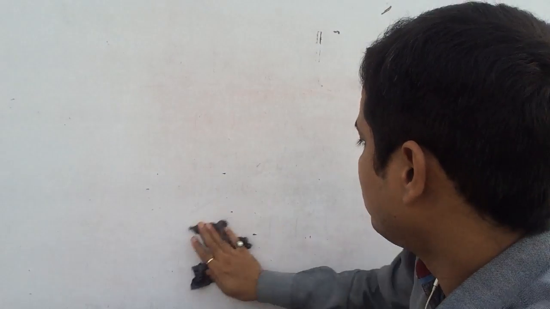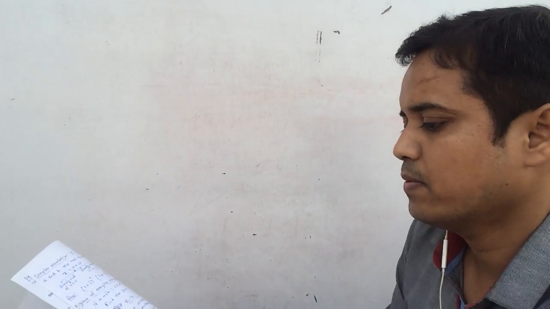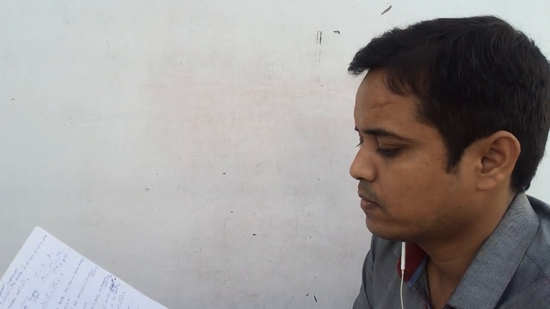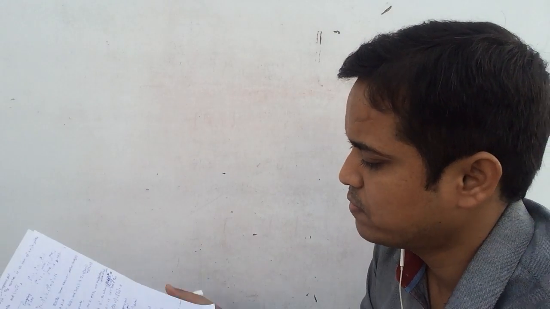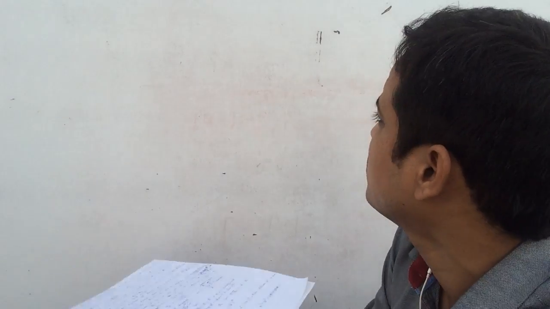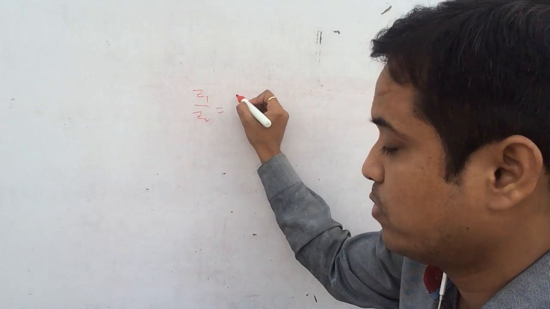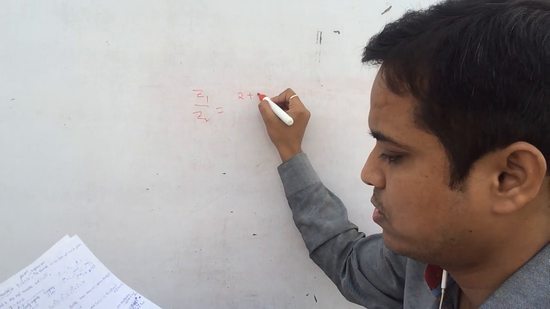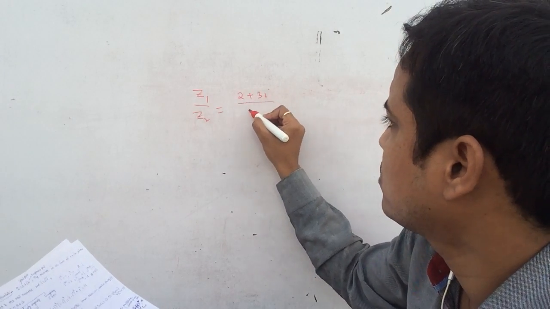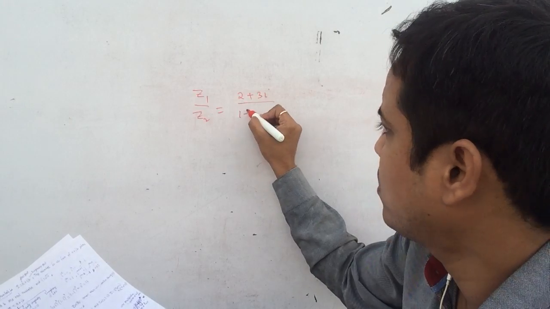Now moving on to division of complex numbers. We have done this. Can we do one question with Z1 upon Z2? Do you want to do one question? 2 plus 3 iota upon 1 plus 2 iota.